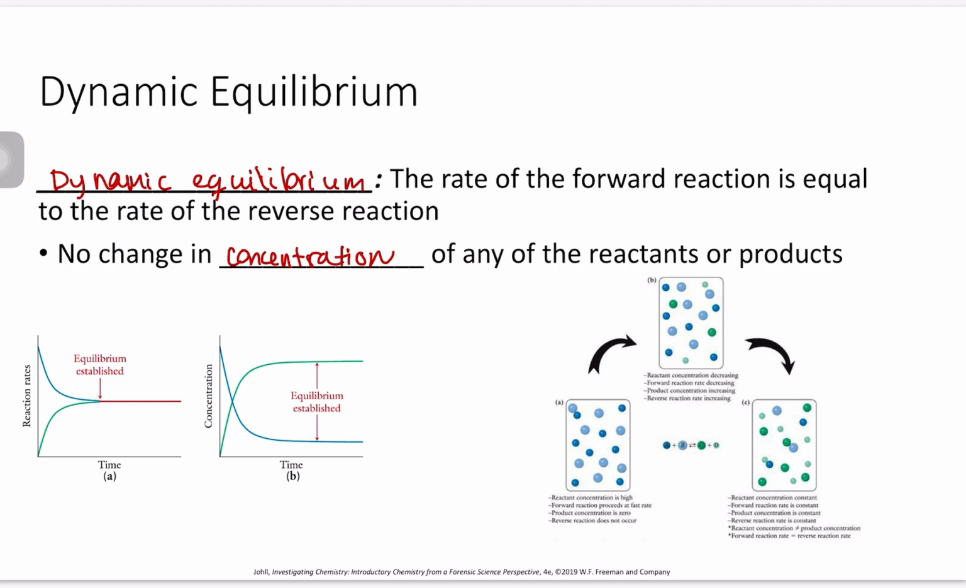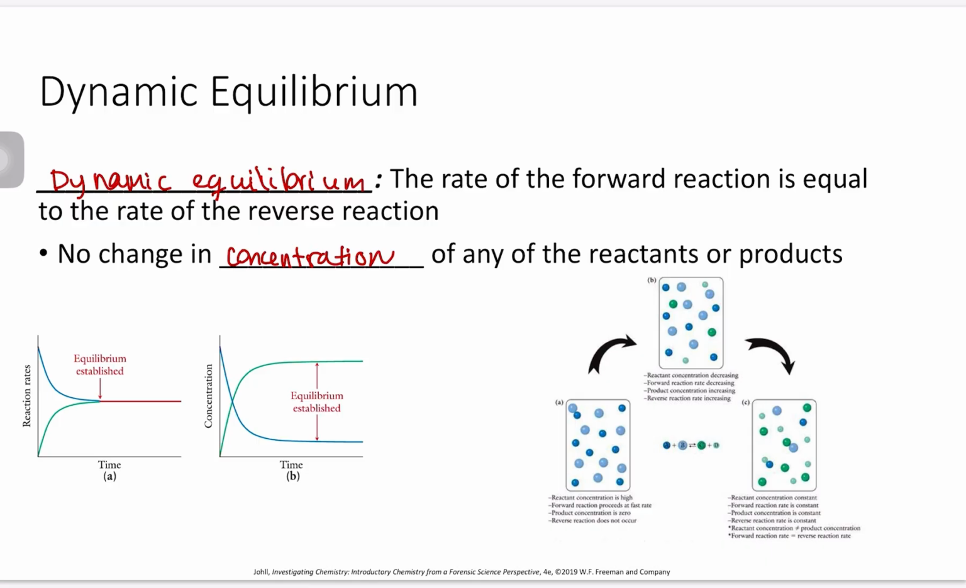If you look at it in terms of concentration, the concentration of the reactants starts out high and is going to decrease very rapidly, and then it's going to even out. Whereas the concentration of the products starts out at zero, and then the concentration is going to increase until it evens out. When they do not change anymore, then you have established dynamic equilibrium.